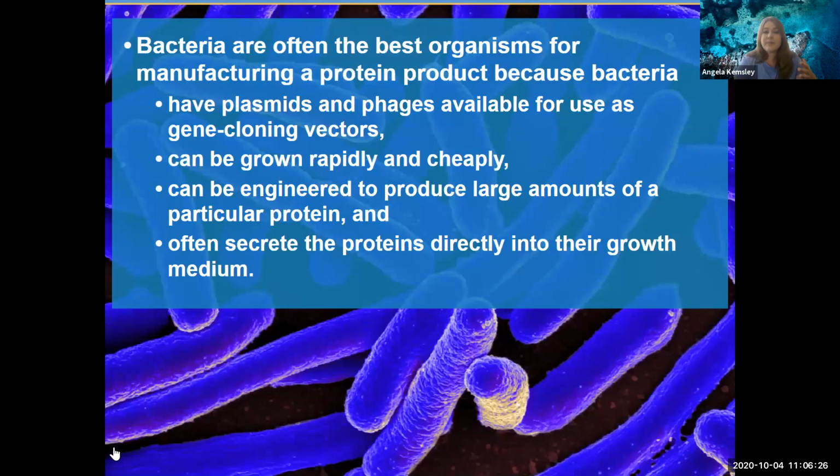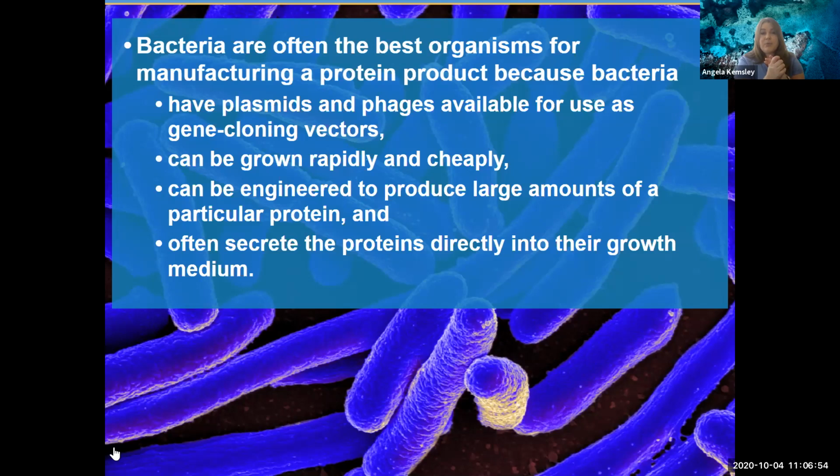Quite often we use bacteria for this. They're often the best organisms for manufacturing a protein because bacteria have those plasmids, those circular bits of DNA, and phages, which are available for use as gene cloning vectors. So it's fairly easy for us to isolate a plasmid, break it open, insert a gene of interest, glue it back together, put it back in the bacteria, let the bacteria reproduce, and get our clones that way. So that's fairly simple for us to do.